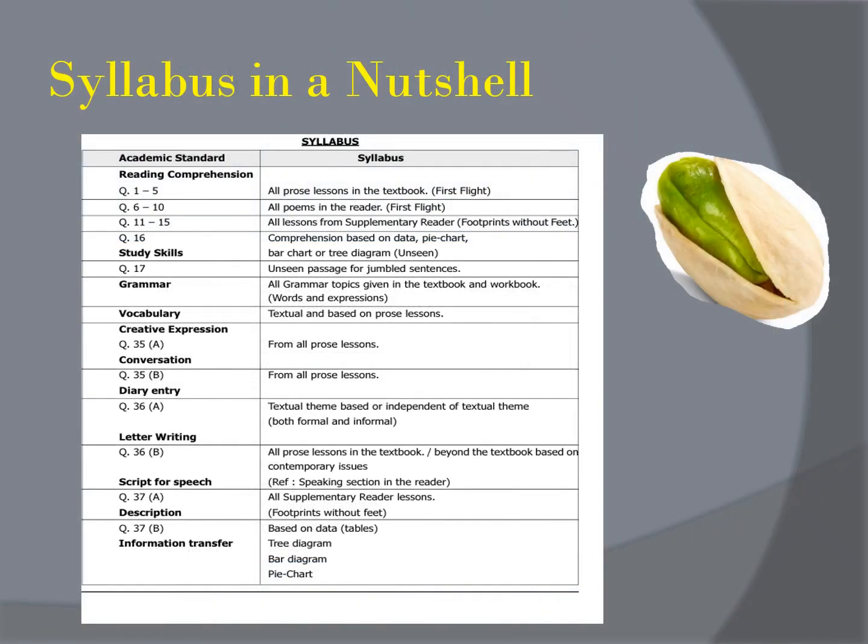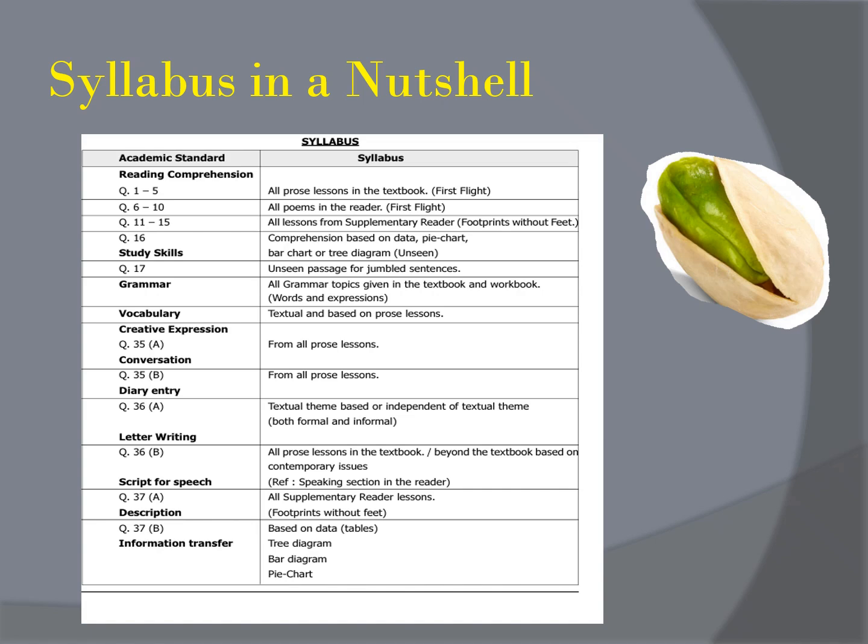Syllabus in a nutshell. As for academic standard 1, reading comprehension, questions 1 to 5 will cover all prose lessons in the textbook First Flight. Under questions 6 to 10, the students will get a poem from any one of the poems of the reader. Questions 11 to 15: a passage will be taken from the supplementary reader. For question 16, which tests the study skills of the student, a visual picture is given related to data, pie chart, bar chart, or tree diagram, and a student is supposed to answer the questions based on the visual picture.